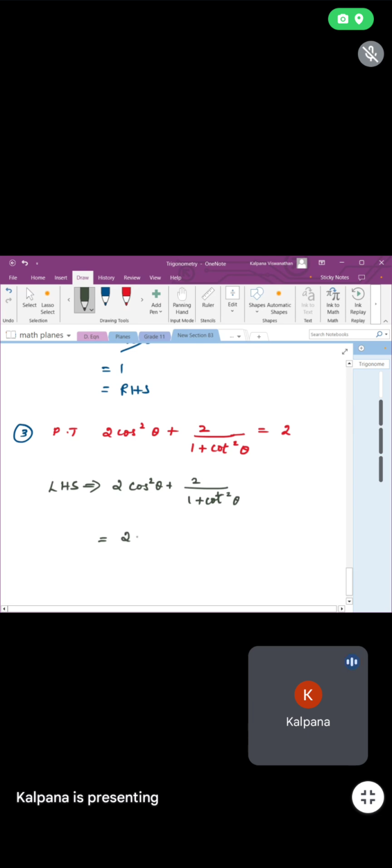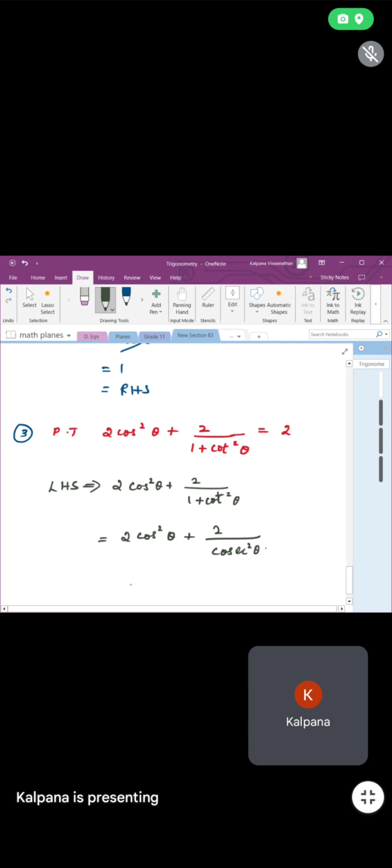Now this cos theta is a very basic ratio. Let's keep it as it is. Plus 2 by 1 plus, how can I write cot square theta? Cosecant by, okay, 1 plus cot square directly we can write, isn't it? 1 plus cot square is cosec square theta. Very good.